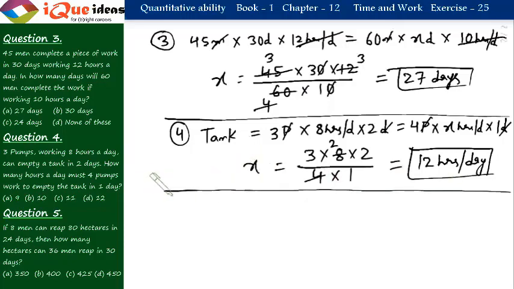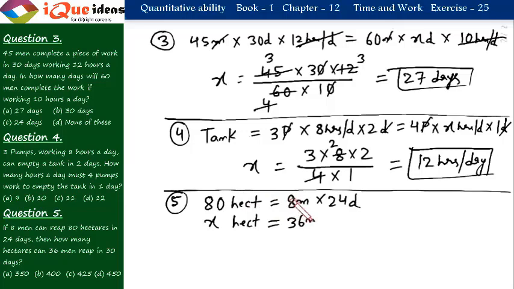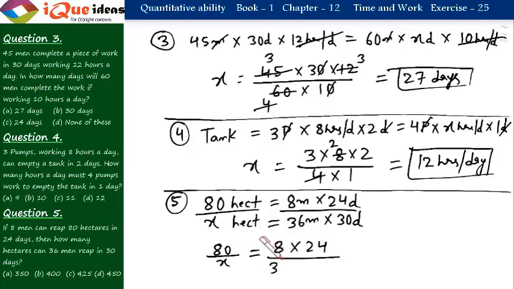Right? Fifth question. Here again the work is defined as hectares. 8 men can reap 80 hectares in 24 days. So here the total work in the first case is 80 hectares is equal to 8 men into 24 days. Now the other case is how many hectares? So X hectares can be reaped by 36 men into 30 days. So what we do in such cases, wherever the work is defined, we divide, right? So we get the relation as 80 upon X equal to 8 into 24 divided by 36 into 30.